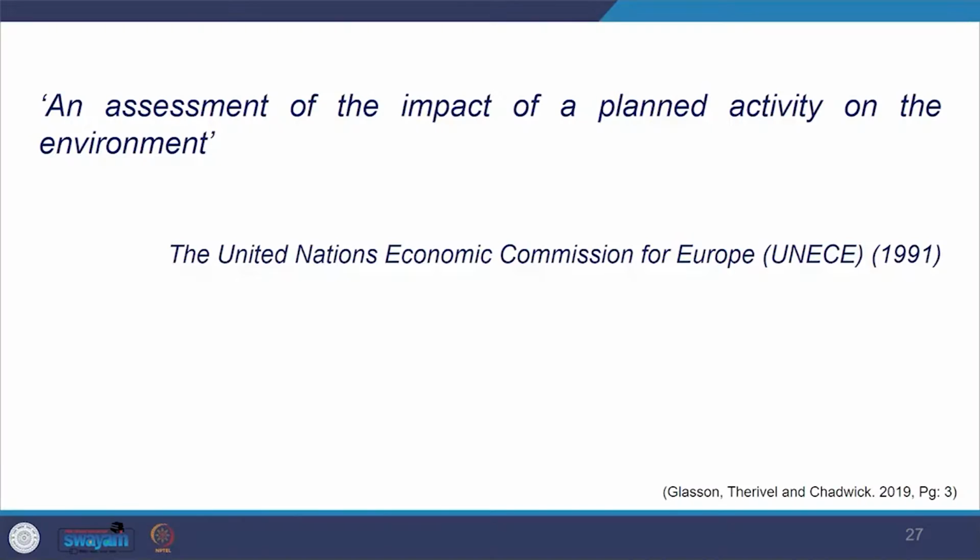Another definition which we can see is a very brief definition given by UNECE, in 1991. It says that EIA is an assessment of the impact of a planned activity on the environment. So you can think how it is different from the previous one which we saw. It's just a one-liner which says that it's the assessment of impact. So whatever impact will happen, it's going to assess that, and we are looking at the planned activity on the environment. So it's only talking about the environment here.